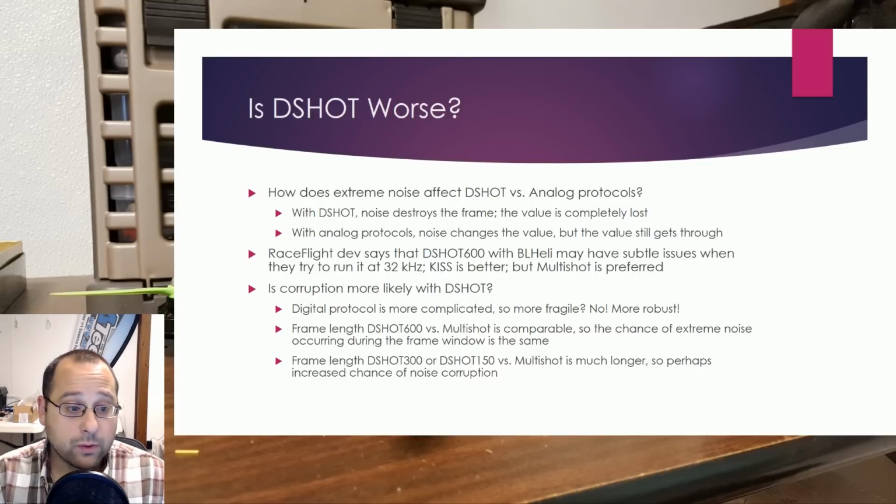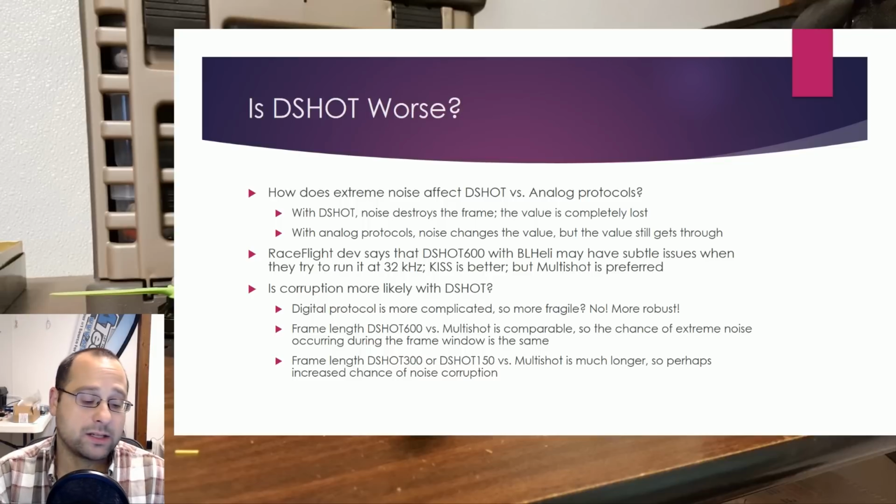So the chance of noise occurring during the frame window is the same. The fact that the Dshot signal is doing a bunch of ones and zeros and the Multishot signal is just sending a fixed pulse, that doesn't really matter. The chance of a noise event occurring while that is being transmitted is the same. And then the only question is whether one is more susceptible to corruption than the other.